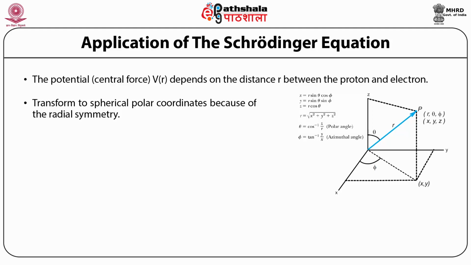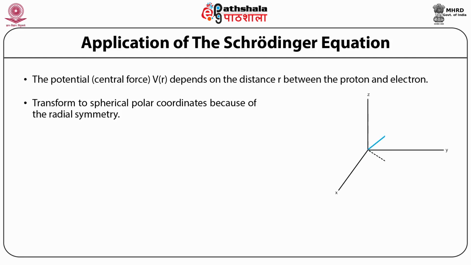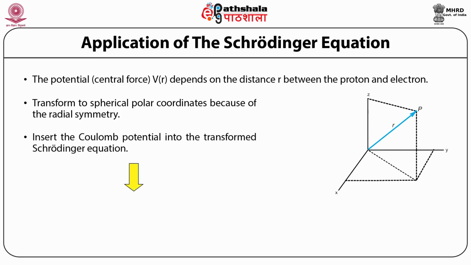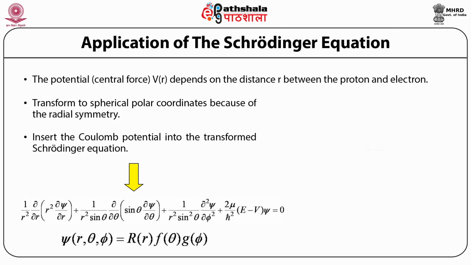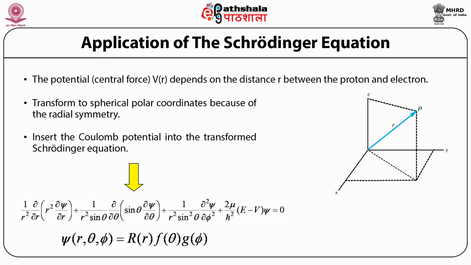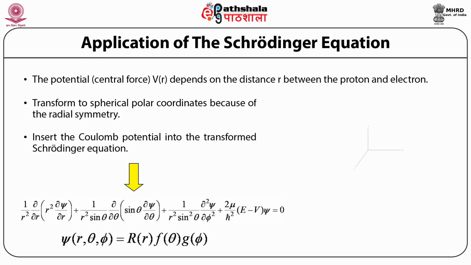If we transform the Schrödinger equation into spherical polar coordinates, then the Schrödinger equation can be written as 1 by r square del by del r of r square del psi by del r plus 1 by r square sine theta del by del theta of sine theta del psi by del theta plus 1 by r square sine square theta del square psi by del phi square plus 2 mu by h cut square of E minus V multiplied by psi.